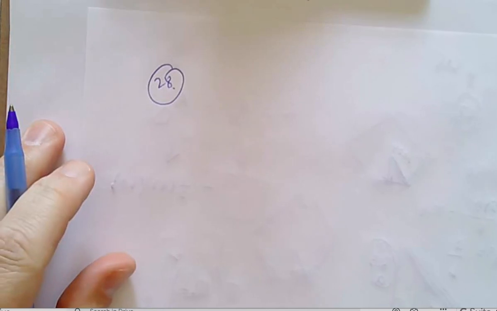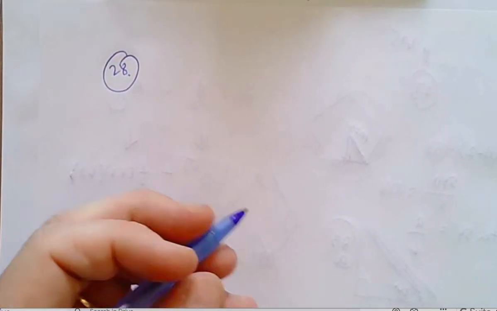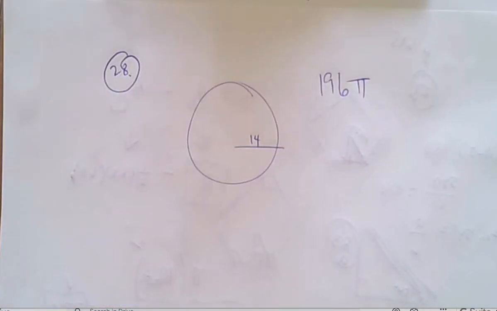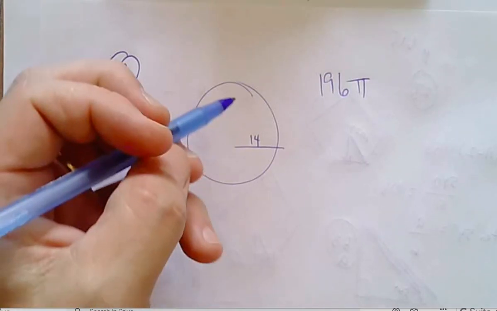Number 28. This will be my last problem of the day, and I think this covers the assignment pretty well. Again, chat with me if you have any questions. You have a circle and a square. Now this time, the circle has a radius of 14. So you know the area of the circle is 196 pi. Now you have to find the area of the square.